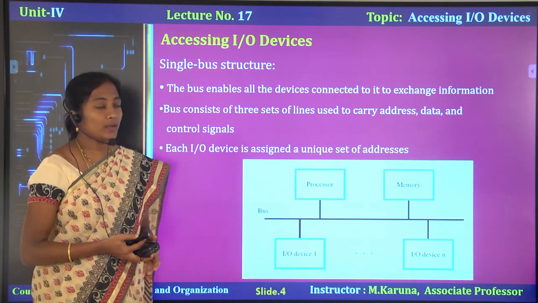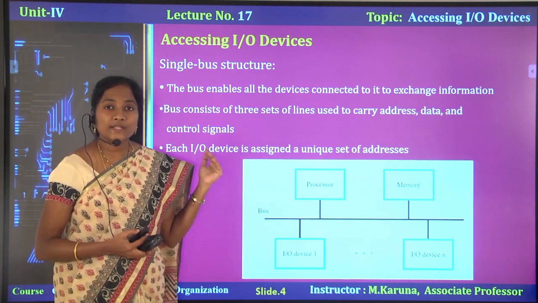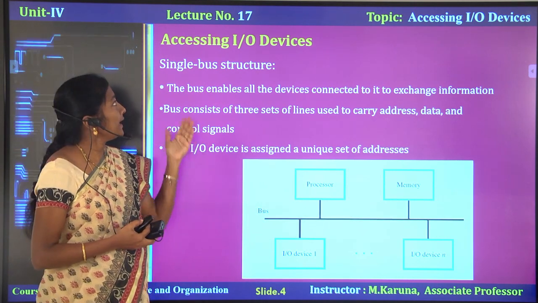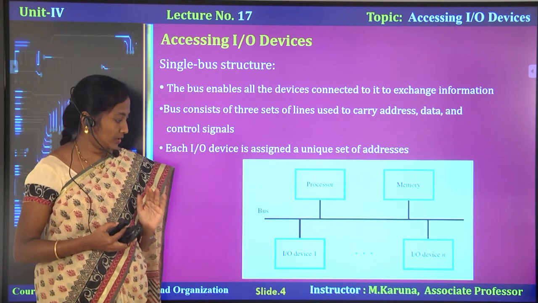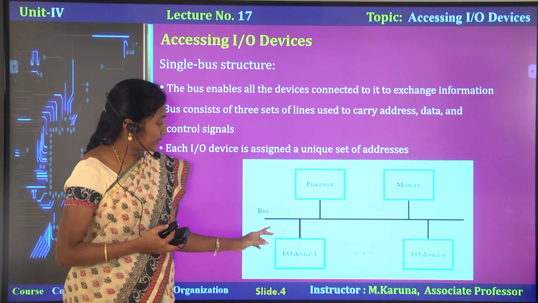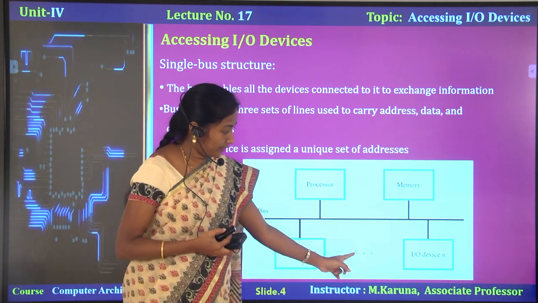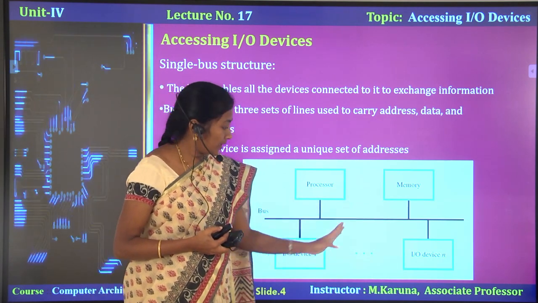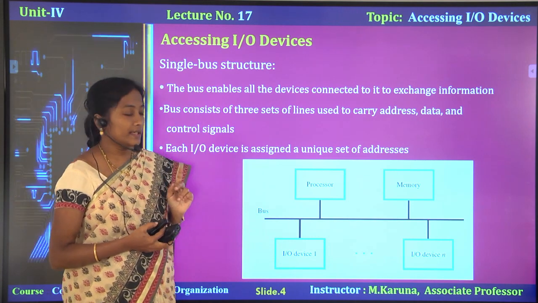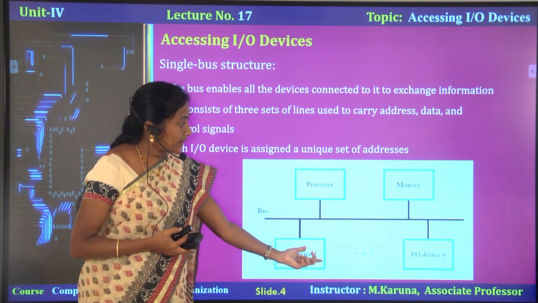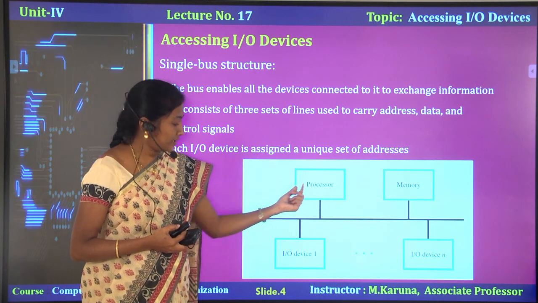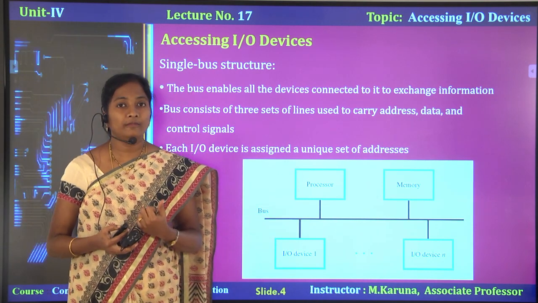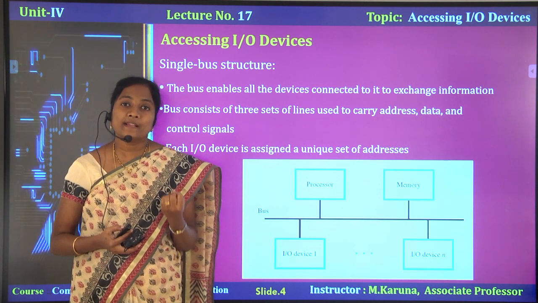So, accessing of I/O devices. In this topic we will discuss how input and output devices are accessed by the processor. Here in this case, bus, I/O device 1, I/O device 2 and so on, I/O device N, and processor and memory. This we can say is a single bus structure. Here all these devices are connected to the processor with the help of a bus. A bus is nothing but a group of wires which are used to carry some information.